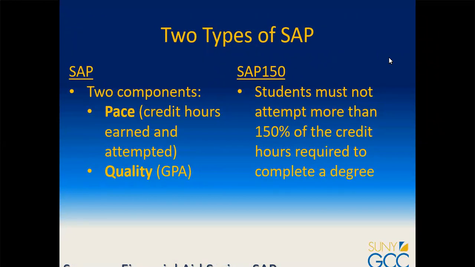There are two types of SAP. First is standard SAP. This is comprised of both PACE, which is your credit hours earned and attempted, and quality, which is your overall GPA. The second is SAP150. This means that students must not attempt more than 150% of the credit hours required to complete a degree. It is important to note that SAP150 does not have a quality component. It is strictly based on the number of credits attempted.